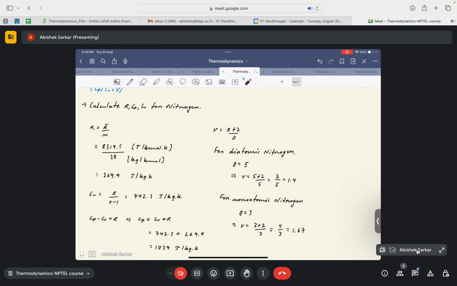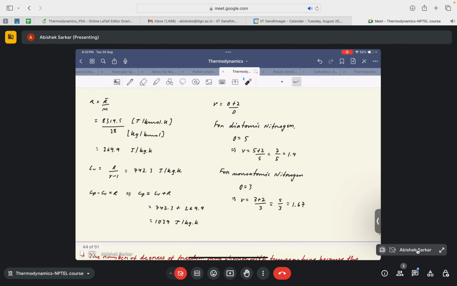Similarly, for a monoatomic nitrogen, we have d equal to 3, where gamma would be equal to (3 plus 2) by 3, which is equal to 5 by 3 or 1.67. Now if we use that for diatomic nitrogen, then we get Cv is equal to R by gamma minus 1. If we substitute the values of R and gamma, we get Cv equal to 743.2 joule per kg Kelvin, and Cp can again be found by multiplying it with gamma, or we can apply the relation Cp minus Cv equal to R. Once we do that, we get Cp equal to 1039 joule per kg Kelvin.